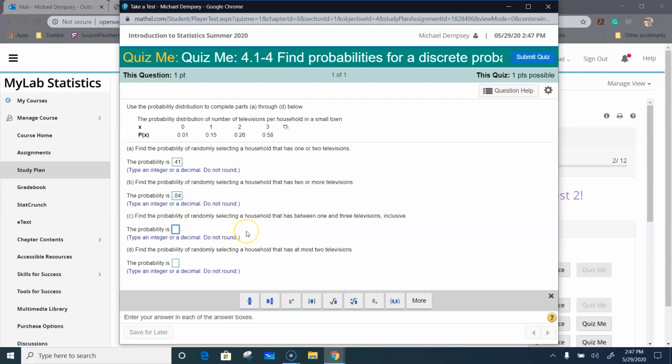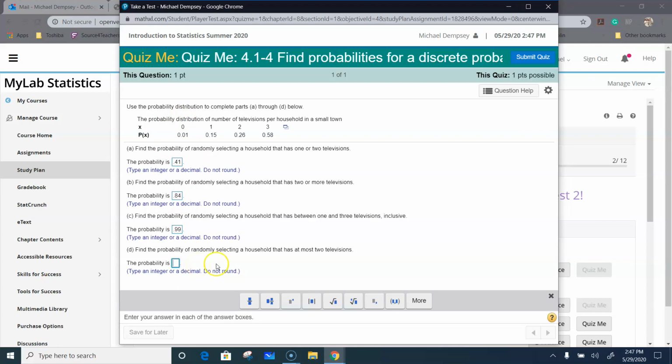Find the probability of randomly selecting a household that has between 1 and 3 televisions inclusive. So that means 1, 2, or 3, and we include the endpoints. So that would be our 0.84 plus 0.15. That's 0.99. And we can see that matches up if we just did 1 minus 0.01.